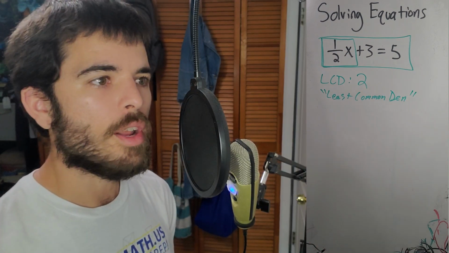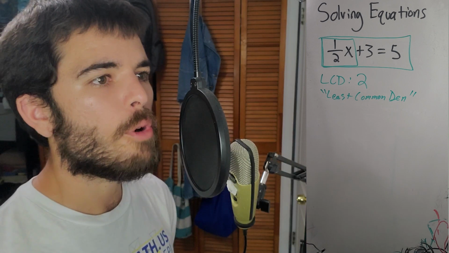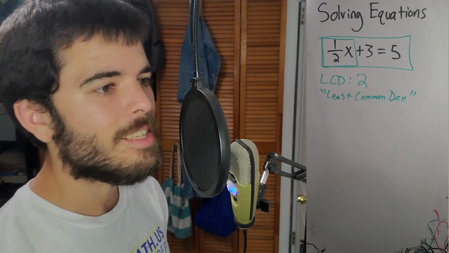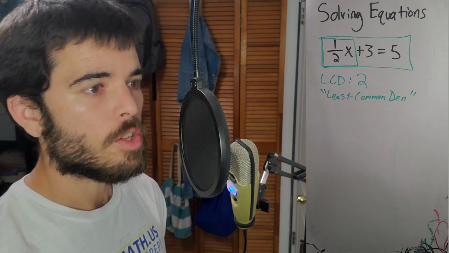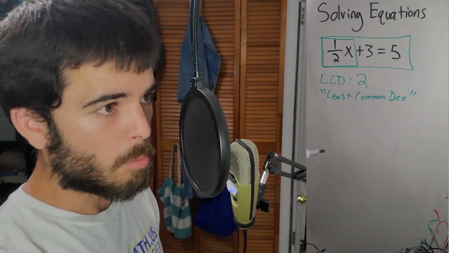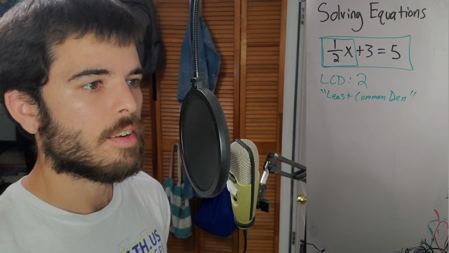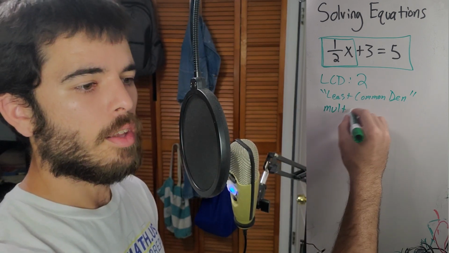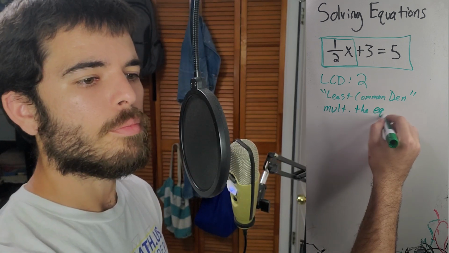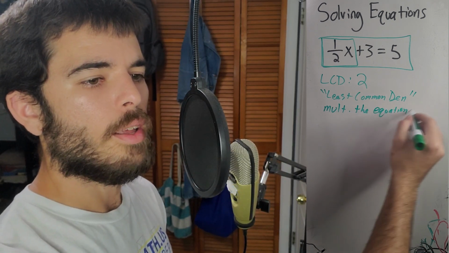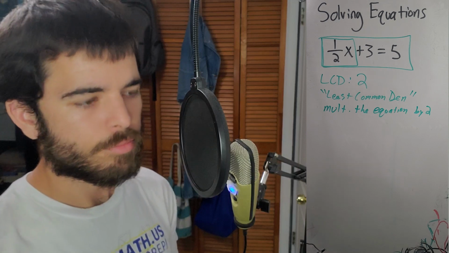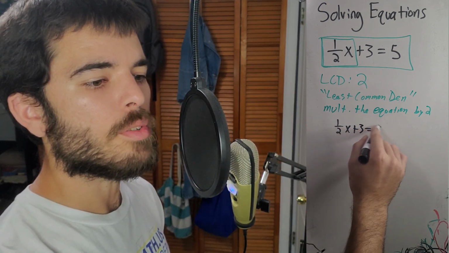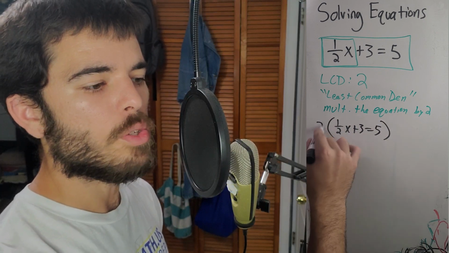Least common denominator. In other words, what is the smallest number that every single denominator goes into? Again, it's easy because we only have one fraction this time. So to properly eliminate the fraction, we have to multiply the entire equation by the LCD. So we're going to get 1/2 x plus 3 equals 5, all multiplied by 2.